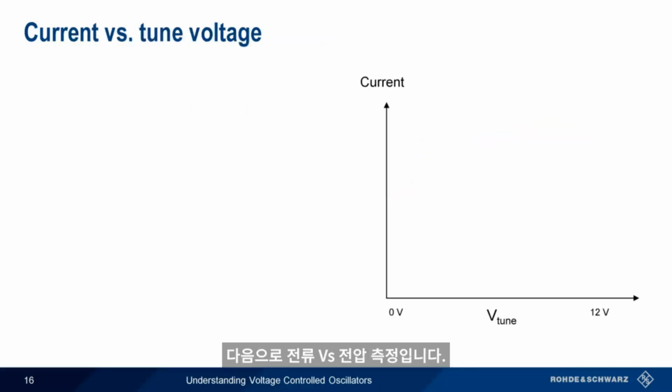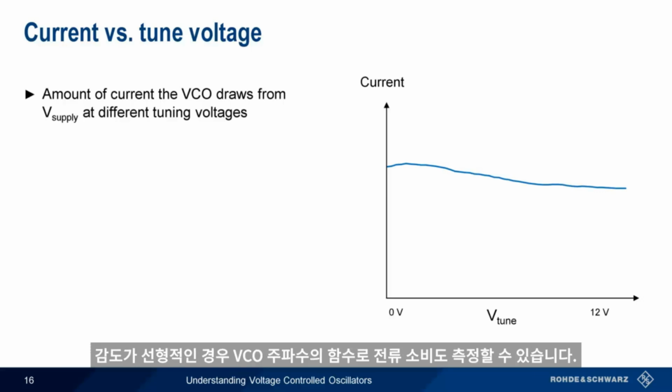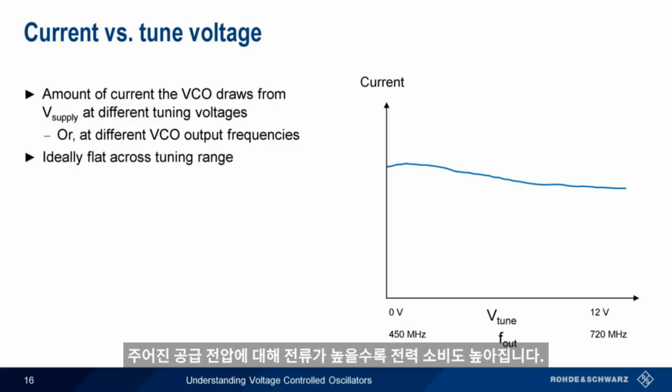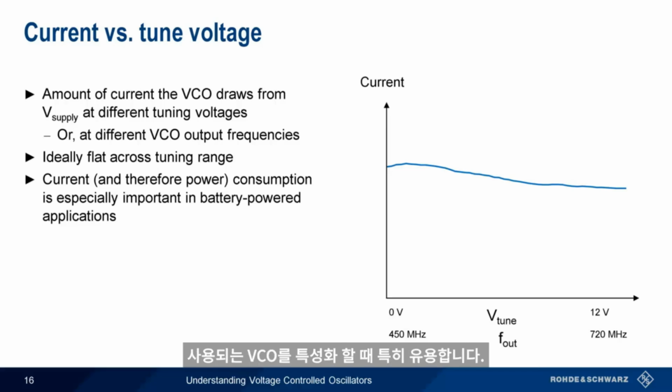The current versus voltage measurement answers the question, how much supply current does the VCO draw at different tuning voltages? If sensitivity is linear, this measurement also provides current consumption as a function of VCO frequency. Ideally, the current consumption should be as low as possible and flat across the tune voltage range. For a given supply voltage, higher current means higher power, so this measurement is particularly useful when characterizing VCOs used in battery-powered applications, where power consumption is often a significant concern.